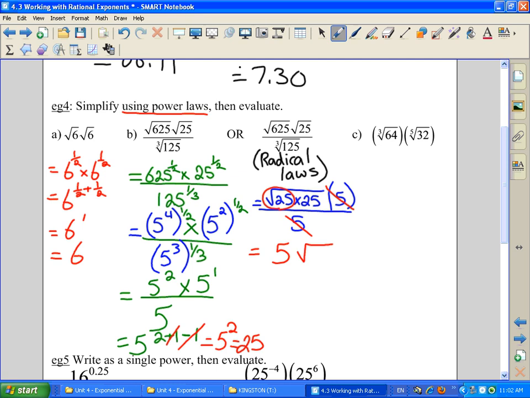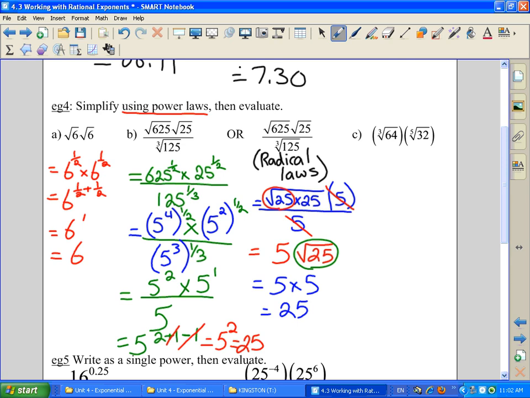But I still have root 25 left over. But what we should recognize is that the square root of 25 itself is 5. So we're looking at 5 times 5, which equals 25. I find that's an easier method to solve this if it doesn't specify how you need to solve.